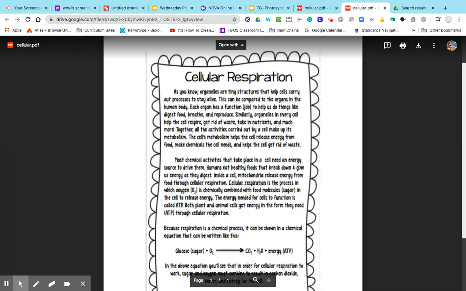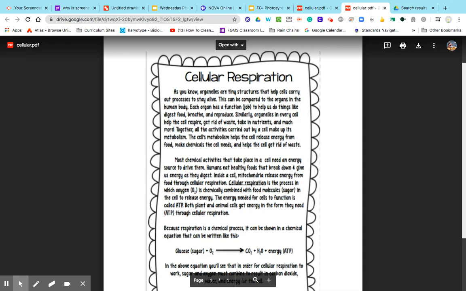Hi, everybody. We're going to go ahead and read this cellular respiration passage together, like we did with photosynthesis. I just want to make sure that you are making the connections between what you learned in your cellular respiration puzzle and what you're reading here. So I want you to understand as we go along that photosynthesis and cellular respiration are related, and we'll discuss how they're related as we go along.